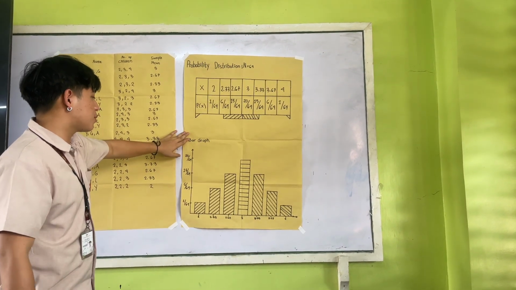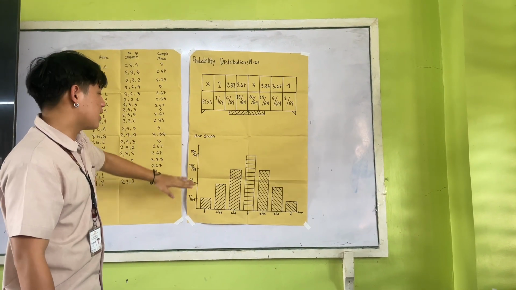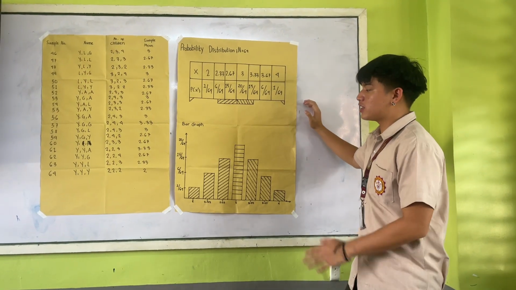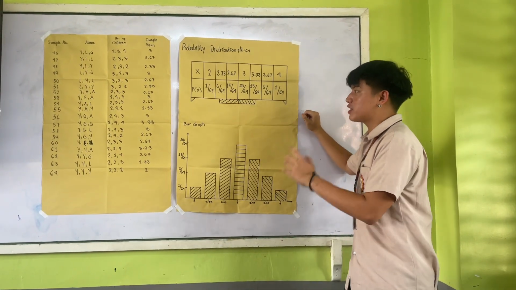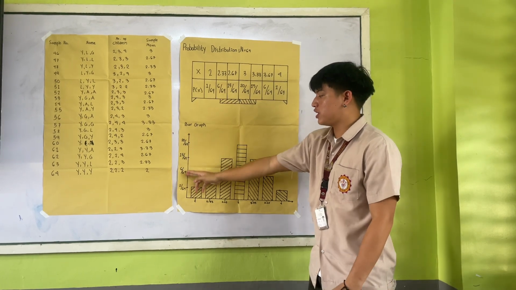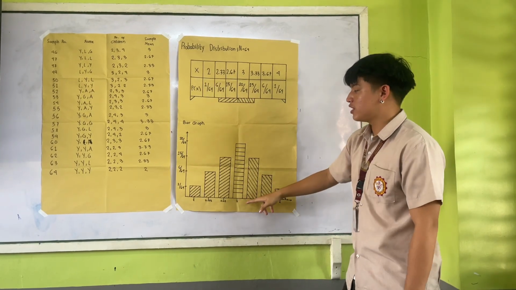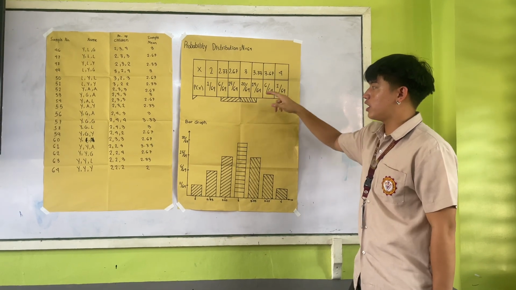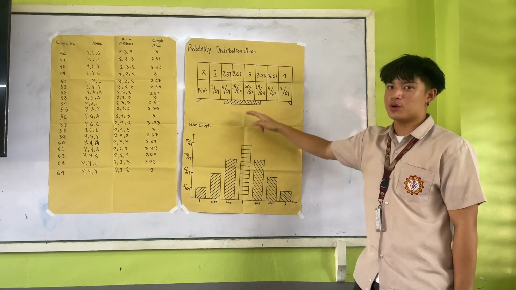Here the bar graph represents the table. So we move on to the bar graph. This gives us a visual representation of the P of X, which is here, and the X, which is here. This shows how frequently the sample mean comes out in the 64 outcomes.